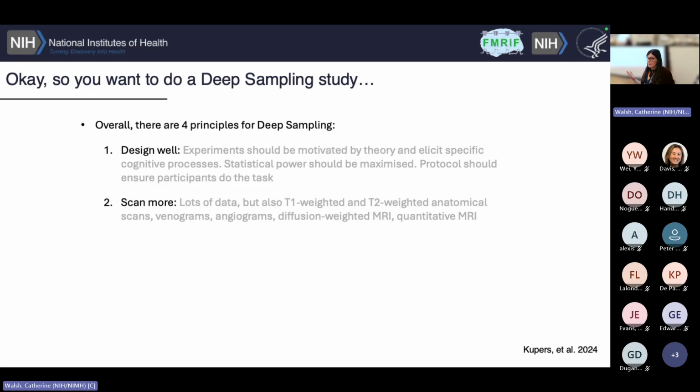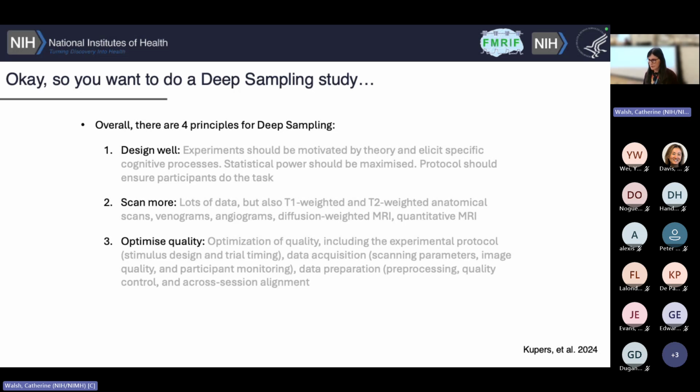Okay, the second thing, and again, is probably obvious given what I've been talking about, is that you should scan more. You should get a lot of data, but you should also keep in mind that scanning more doesn't always just mean the task that you care about. You can also care a lot about different anatomical measures, things like T1 weighted and T2 weighted anatomicals, venograms, angiograms, diffusion weighted MRI, quantitative MRI. There are a whole bunch of different relationships that you may not think of initially, but others would be really interested in understanding in comparison to the data that you cared about.